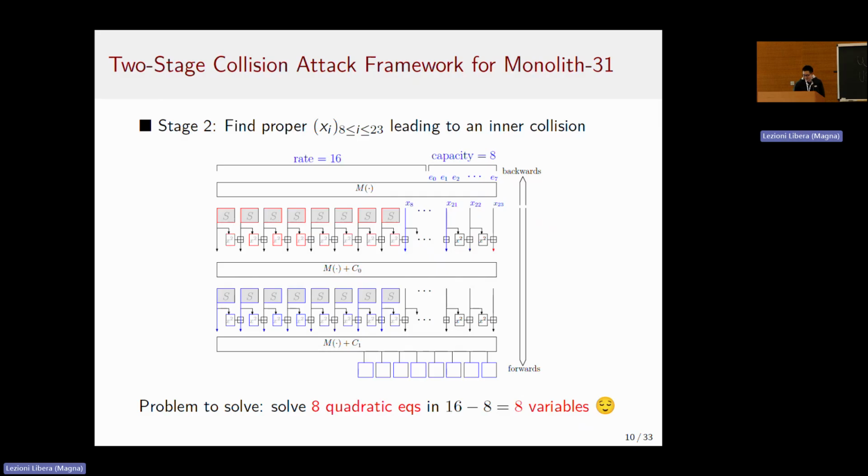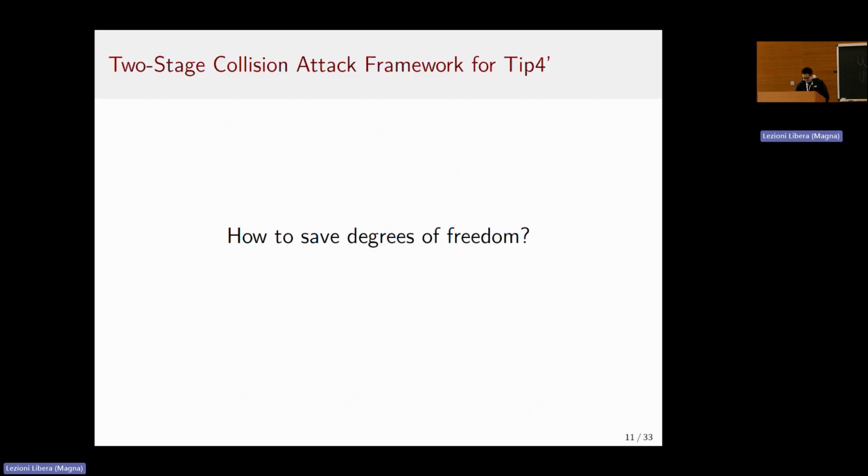And for Monolith, similarly, we can apply a similar idea. So we also do not have this problem because the system is well defined. So we have the same number of equations and the number of variables. So as you can see, the main problem in the clean attack on T4 prime is the insufficient degrees of freedom.